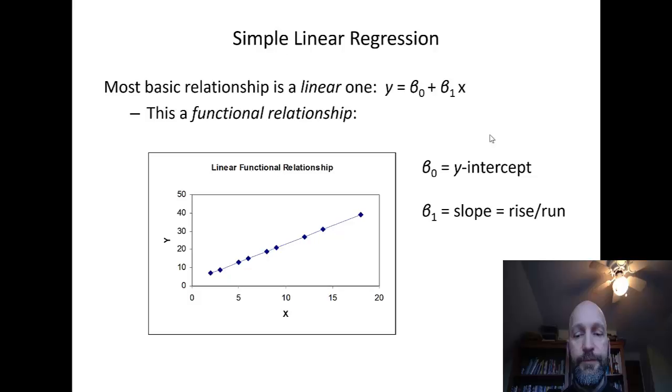And the intercept of the line is going to be beta 0. That's where the line crosses the y-axis. And the slope is going to be beta 1. That's just the rise over the run.